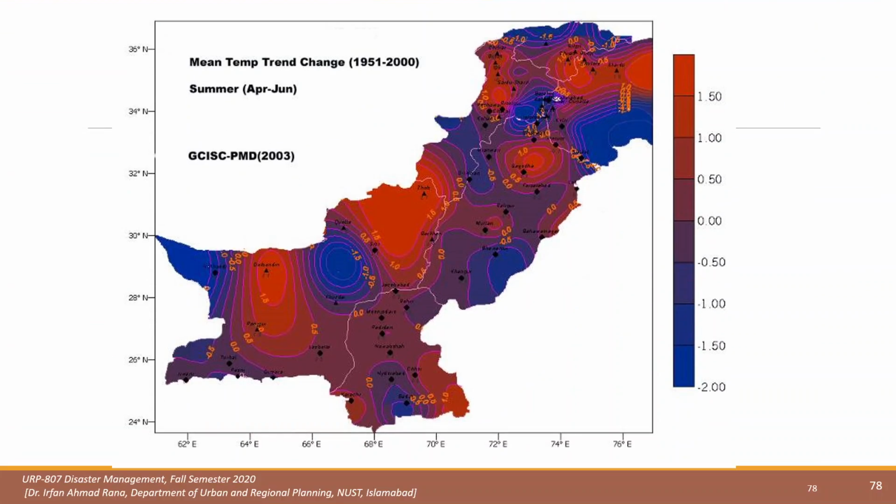Yes. So in Pakistan, it has been observed as well that our temperature trend has been changing in certain areas. Our mean temperature is going down, whereas in some places it is going up. So in Pakistan, in the last 50 years we are experiencing a change in overall temperature.